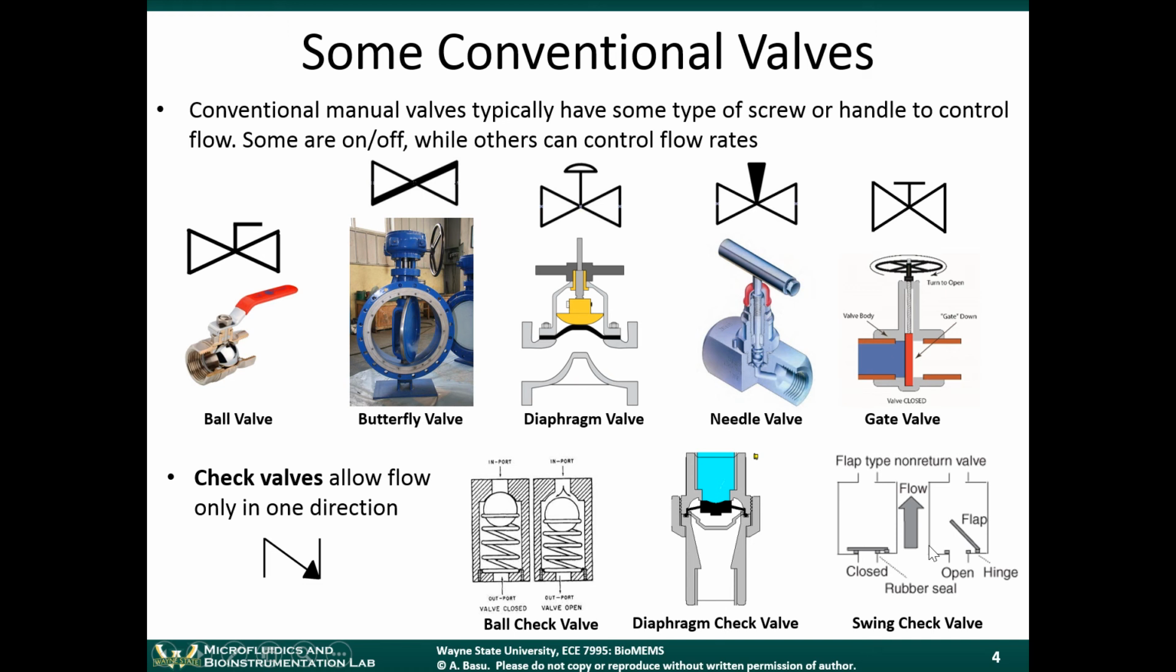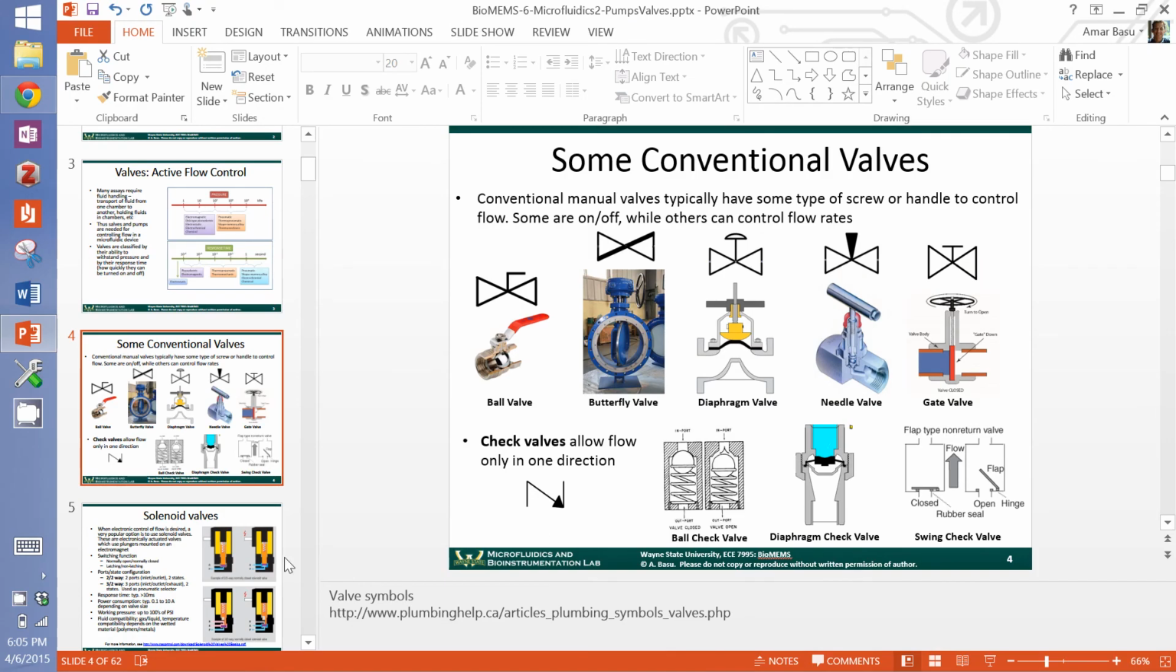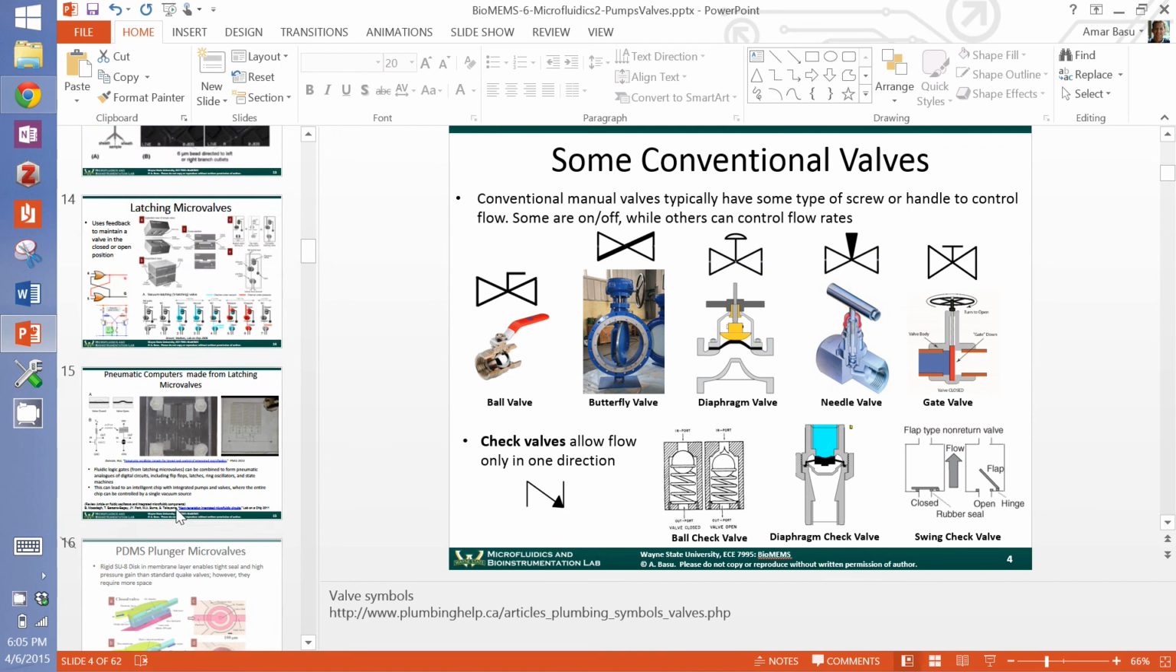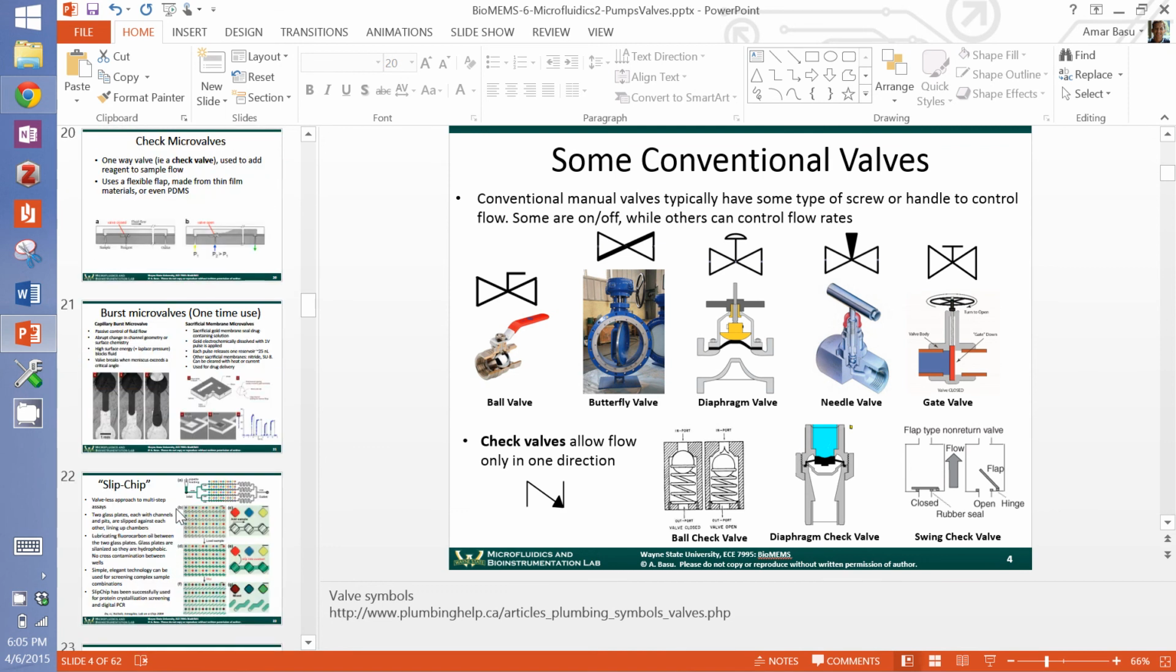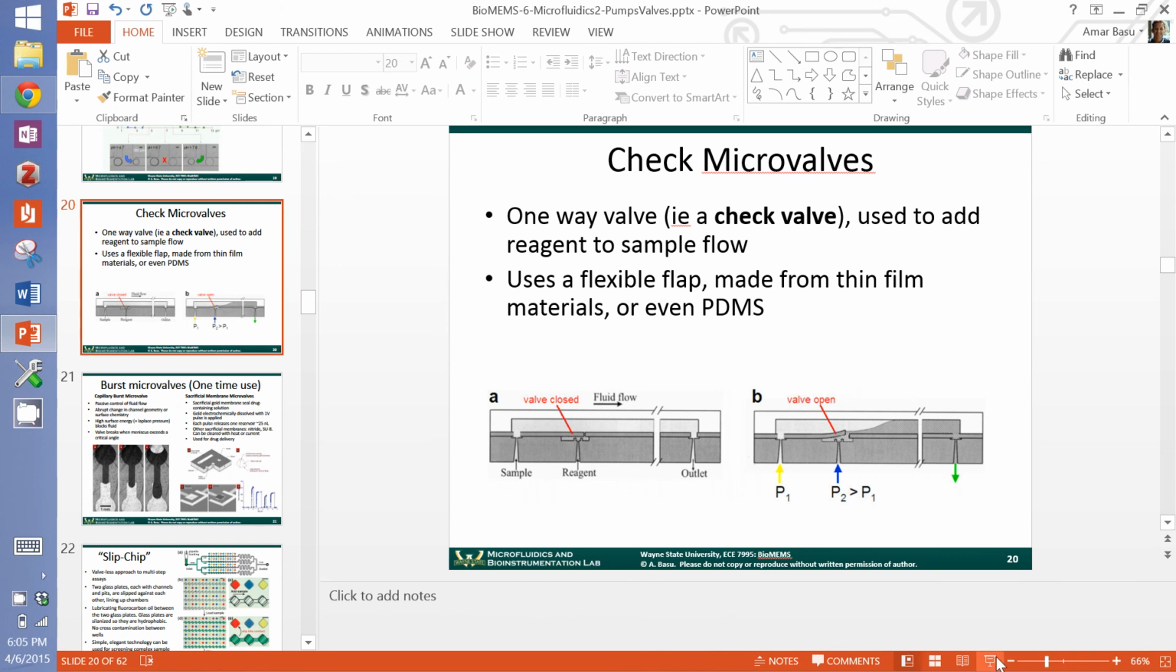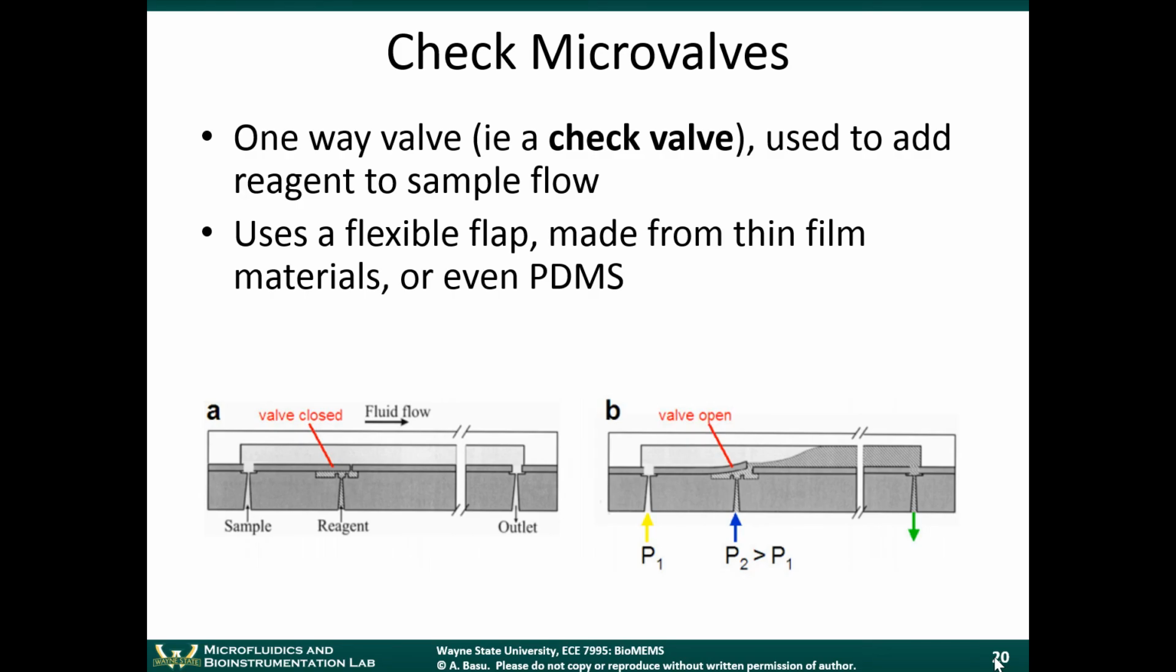These types of check valves, the type you have in your toilets, consist of a rubber seal that opens when you run liquid in one direction, but when you try to run liquid in the opposite direction, that flap closes. That's called a swing check valve. This type of technology has in fact been miniaturized using surface micromachining, and it can be used to regulate sample flow.